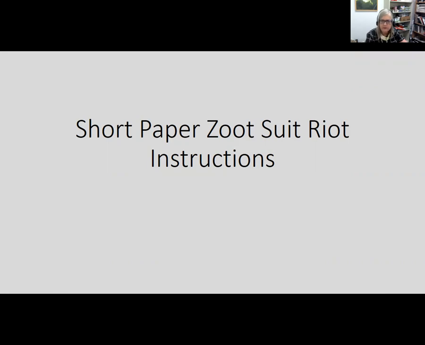Okay, so this week's assignment, in addition to the assessment, is a short paper on the Zoot riots. This is not a research paper. I cannot stress this enough.